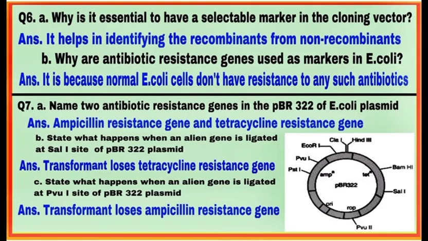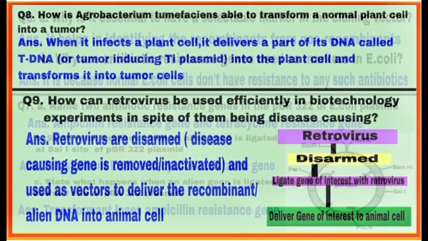C part of the question. State what happens when alien gene is ligated at PvuI site of pBR322 plasmid. PvuI site is located within ampicillin resistant genes, इसलिए इस साइट पर फॉरेन जीन लाइगेट करने पर ट्रांसफॉर्मेंट्स एम्पिसिलिन रेजिस्टेंट जीन को लूज कर देते हैं.